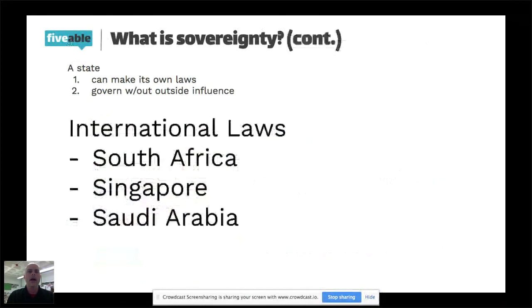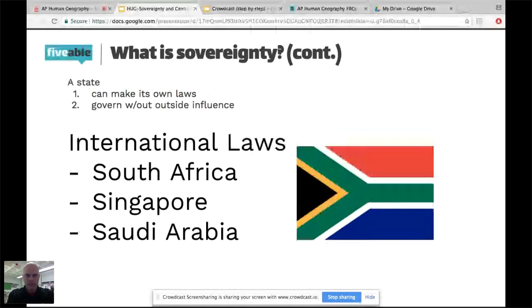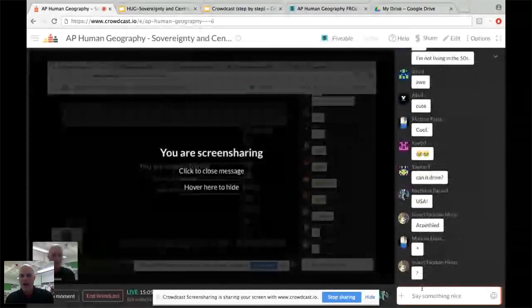Okay, so sovereignty internationally. We're going to look at some international laws here. I'm going to give you a couple of examples. This is the flag of South Africa. Up until the 1990s, can any of you guys out there tell me what law governed in South Africa that was very controversial throughout the world? In South Africa, what law was very controversial? Oh, Farrell's in the house. All right, good stuff. Apartheid, that's right.